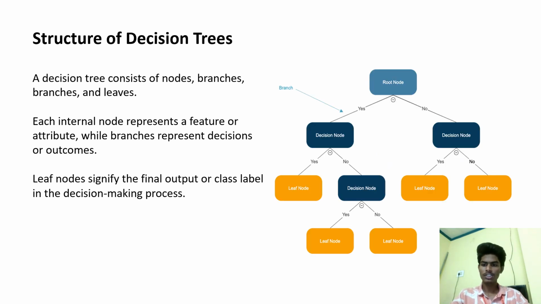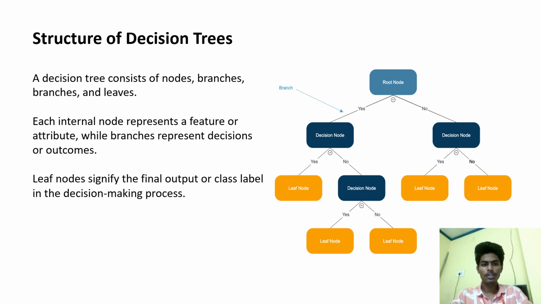Now we are seeing the structure of decision trees. A decision tree consists of nodes, branches, and leaves. As we can see in the previous slide, there we can see the example: whether this person is fit or unfit. There we can see the root node, decision nodes, and leaf nodes.